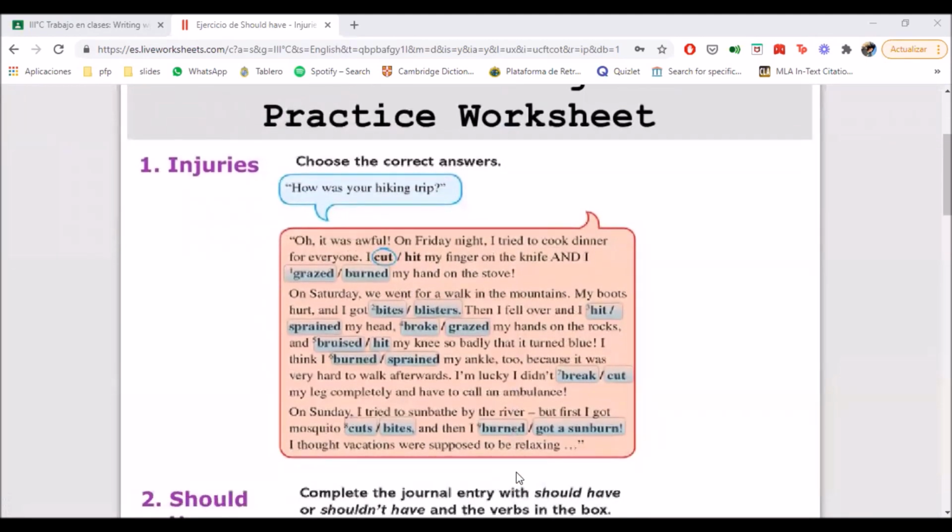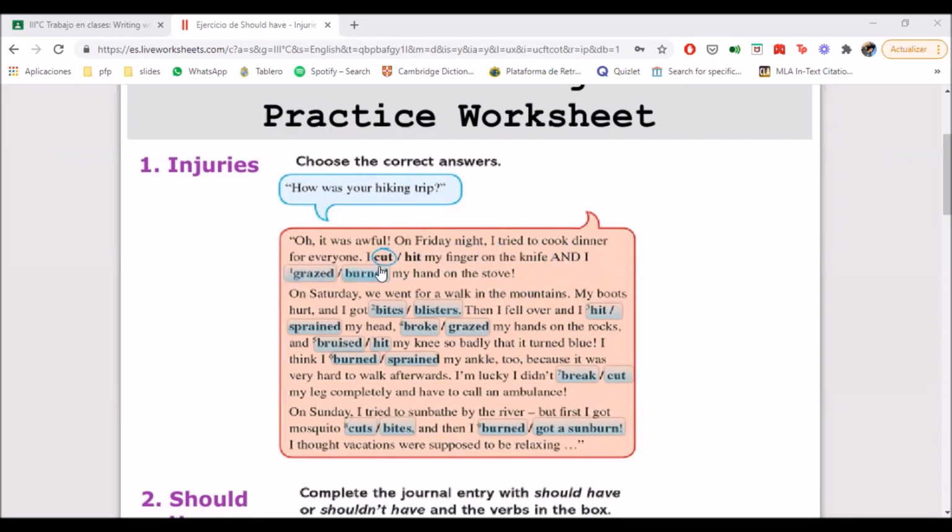Let's look at the different items. Item 1 is about injuries. It says, choose the correct answers. And you have a text, okay? It says, how was your hiking trip? And then you have the answer, oh, it was awful. On Friday night, I tried to cook dinner for everyone. I cut or hit my finger on the knife and I grazed or burned my hand on the stove.